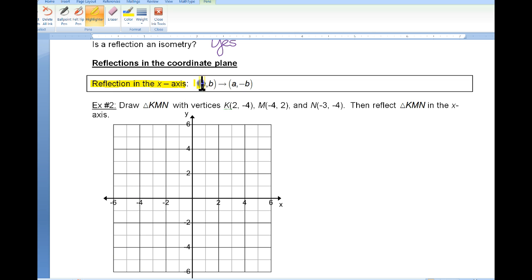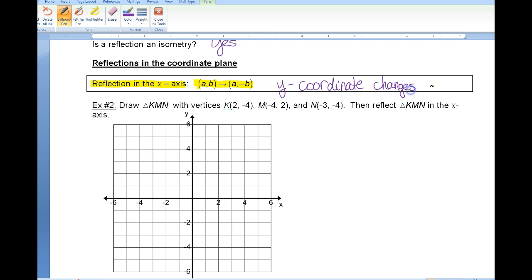So when we reflect in the x-axis, if you have a point A comma B, all right? Imagine if you had a point, don't draw it on here, but let's say you had 2, 3, that point. If we reflected it in the x-axis, it would just be flipped down here to 2, negative 3. So basically, the y coordinate changes sign.